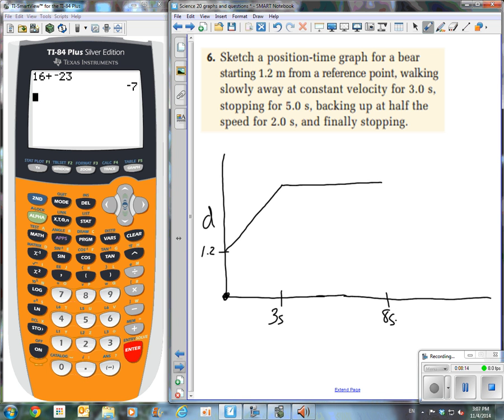Then he's going to back up at half the speed for 2 seconds. So we're finally at 10 seconds is going to be the final. And now half the speed means that this is going to be significantly shallower than my previous line here. Okay, and finally stopping straight again. So that would be the position time graph for the bear in this particular question.